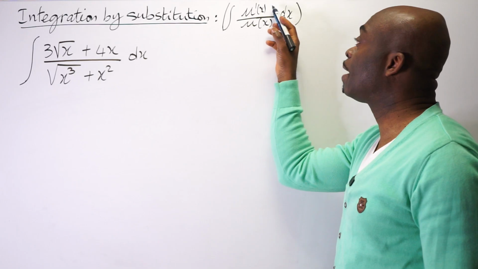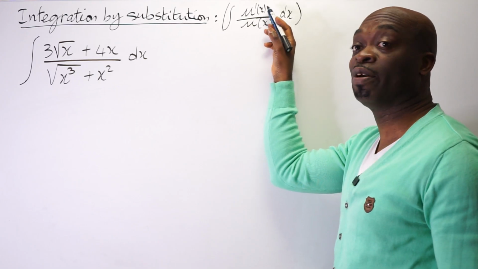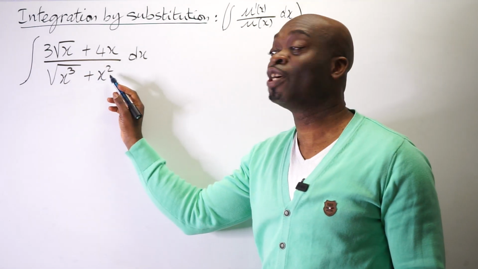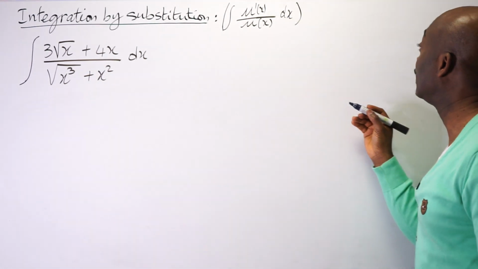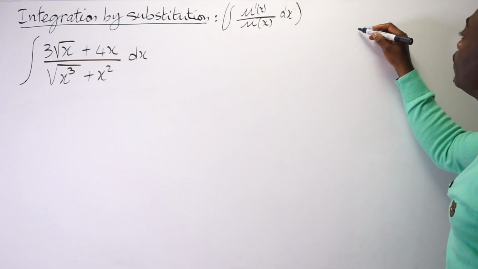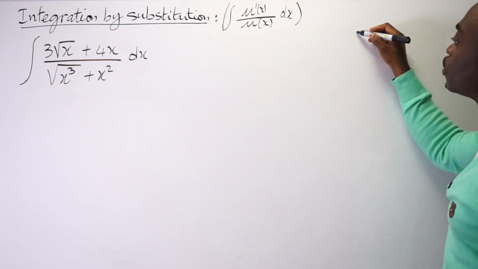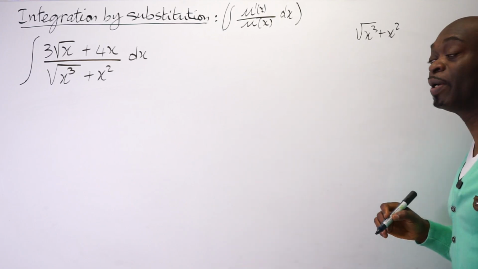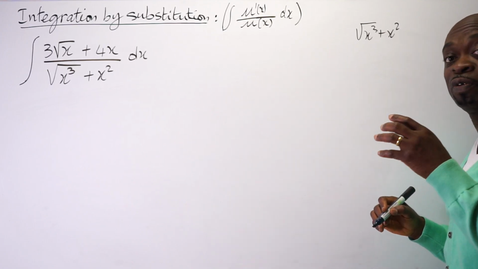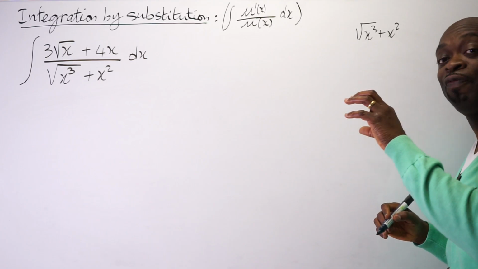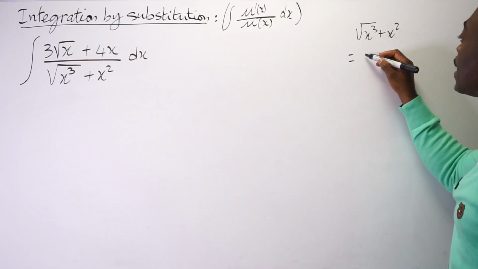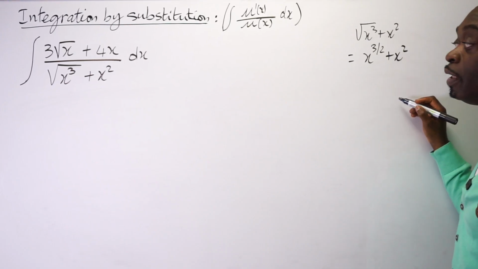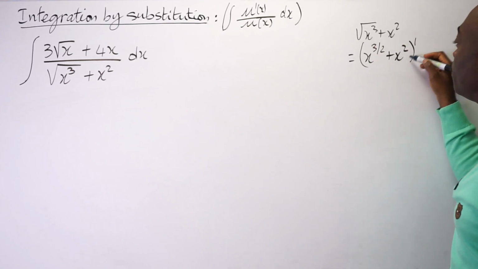That means the top expression, the numerator, is the derivative of the bottom expression. That's what we're going to have to test. So we take the denominator and find the derivative of it. We have the square root of x to the third plus x to the second power. Because we're dealing with a square root, we first rewrite the problem with exponents: x to the 3 over 2 plus x to the second power. Now we can find the derivative of it.